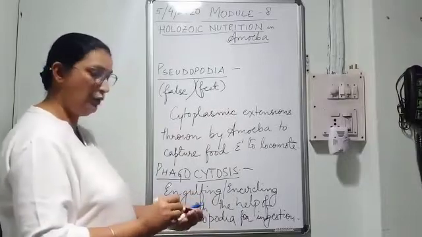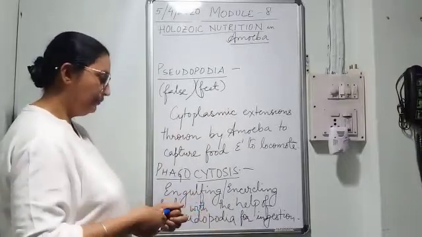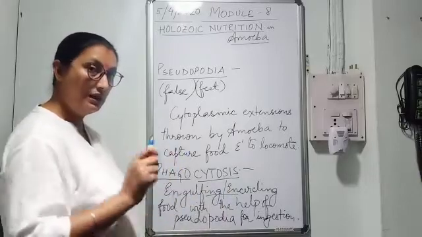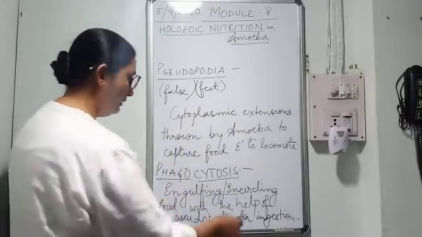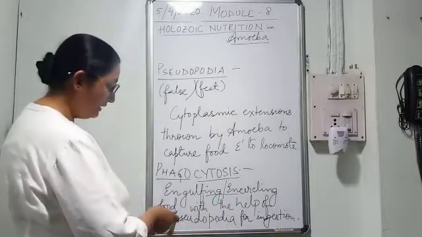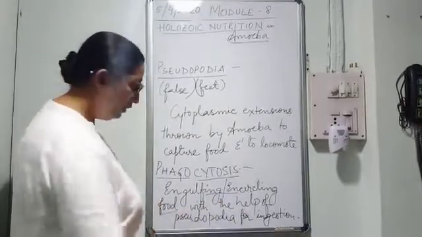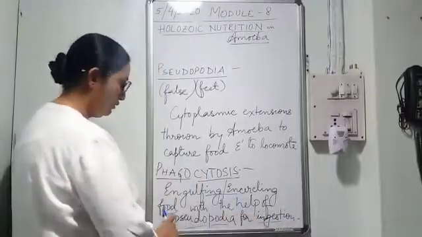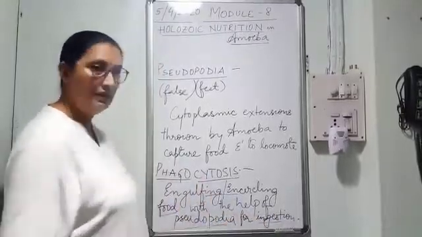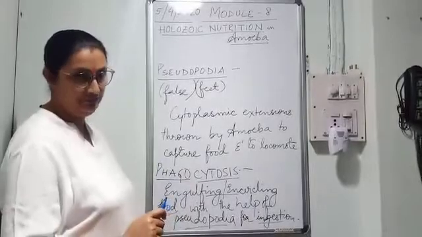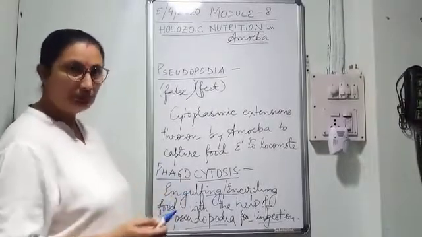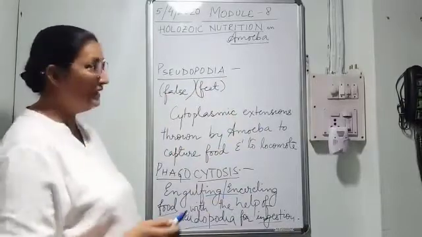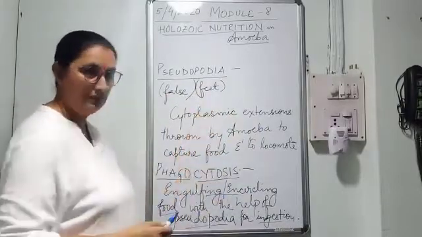So what are the key points in this definition? One is engulfing or encircling, which the answer will be expecting to be written. Encircling of what? Encircling of food. By what? By pseudopodia. For what? For ingestion. So I get 4 key points in the 1 mark definition. So this is about pseudopodia and phagocytosis. This is 1 mark, this is 1 mark. Fine.